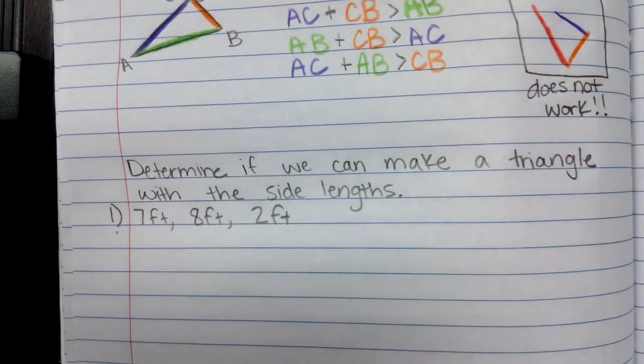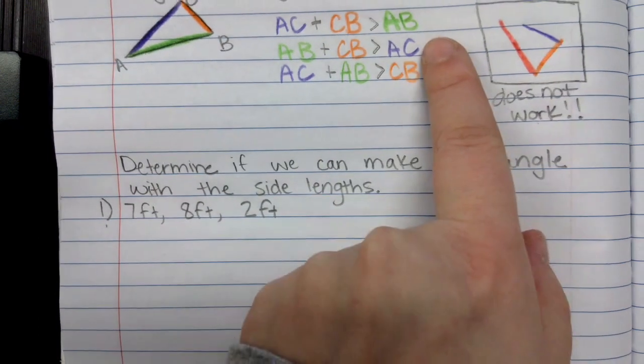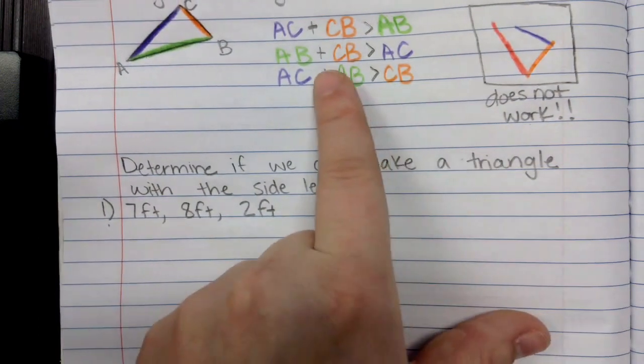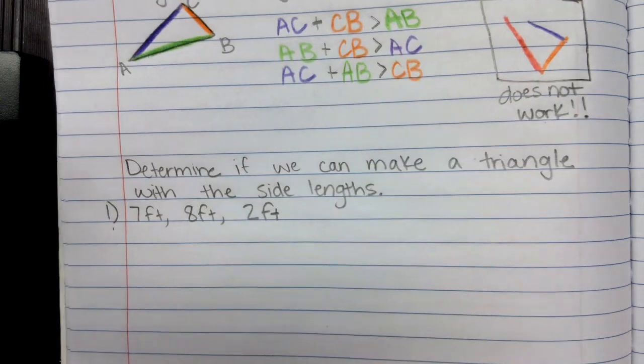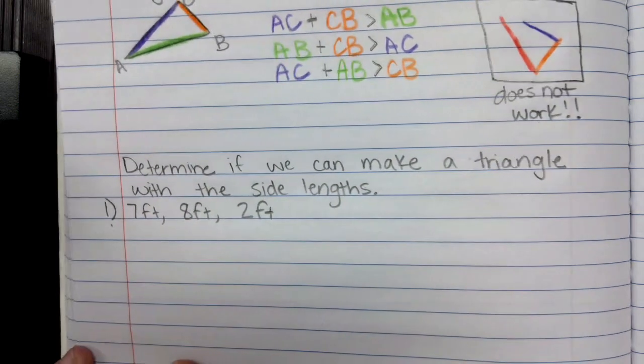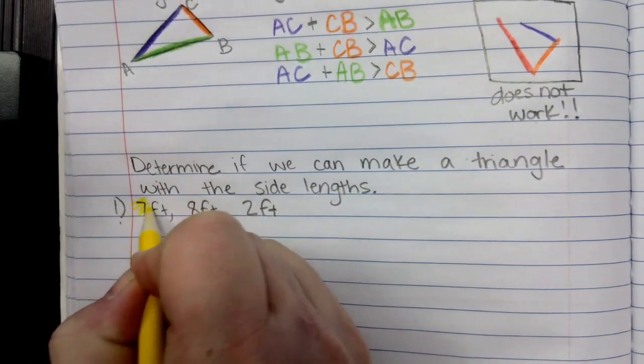So I'm going to just color code these. I'm going to have one that's yellow, my 7 foot. I'm going to do orange for 8 foot. And I will do blue for my last one, 2 feet. Just doing all the colors today.